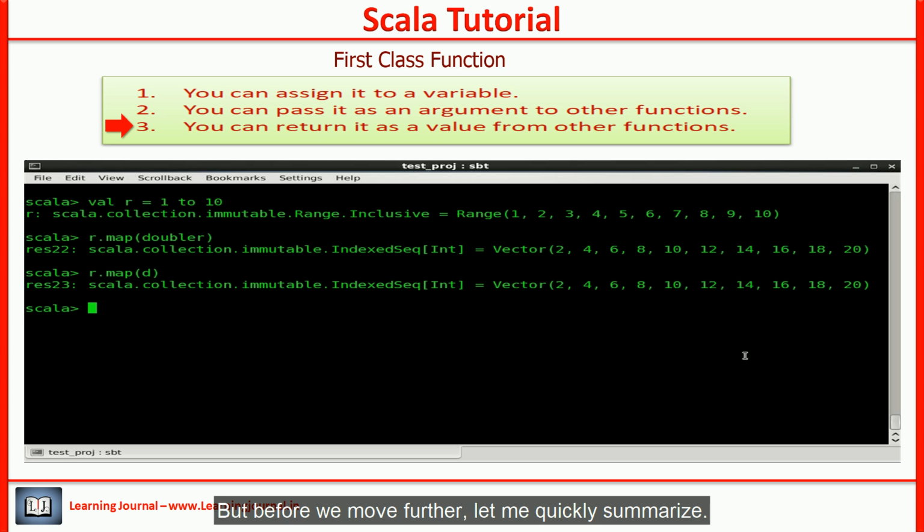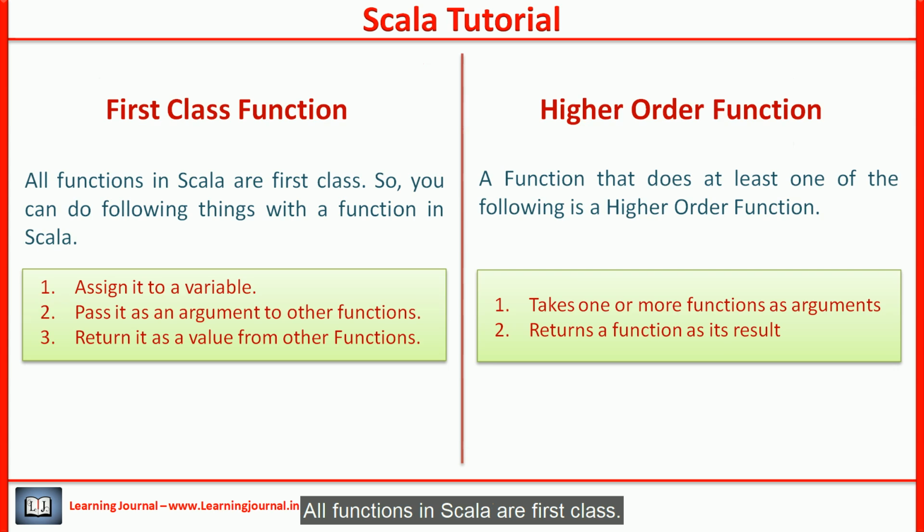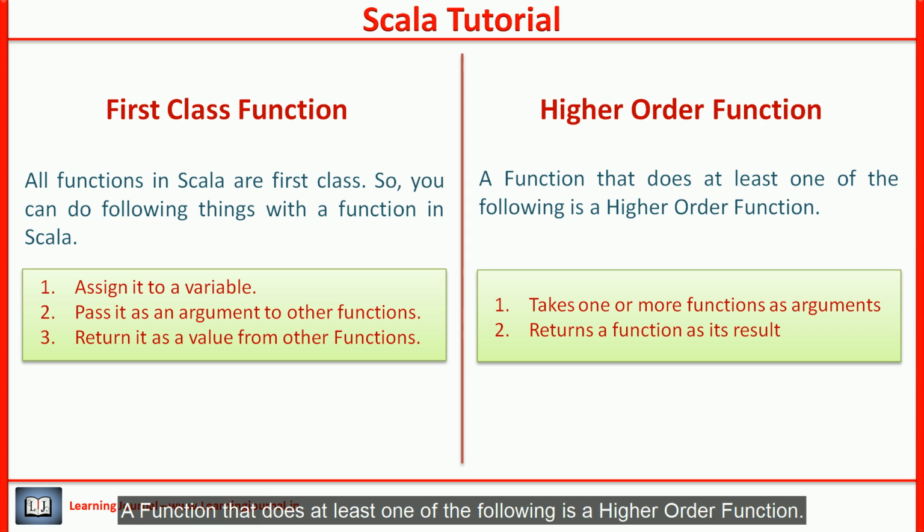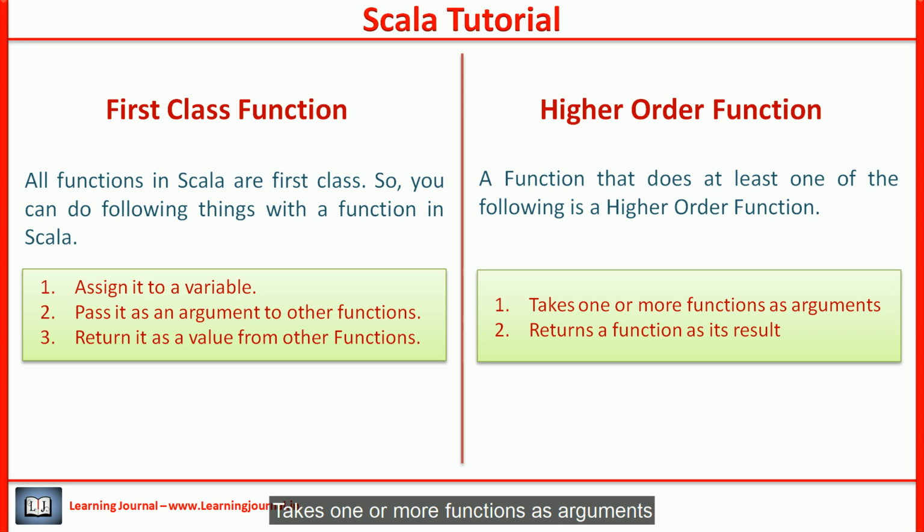But before we move further, let me quickly summarize. All functions in Scala are first class. So, you can do the following things with a function in Scala. Assign it to a variable. Pass it as an argument to other functions. Return it as a value from other functions. A function that does at least one of the following is a higher order function. Takes one or more functions as arguments. Returns a function as its result. Scala allows you to create higher order functions.